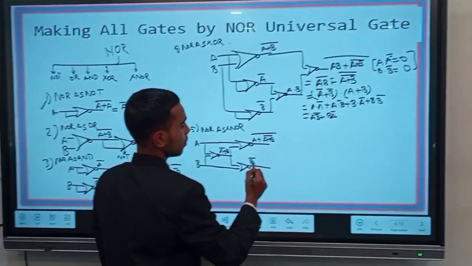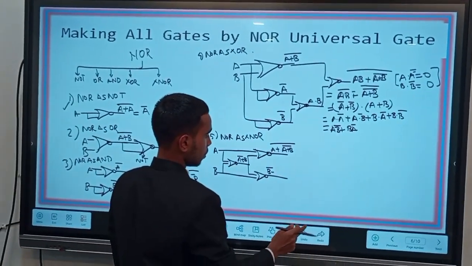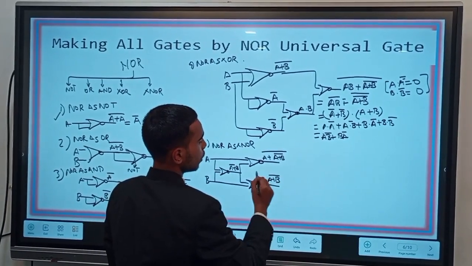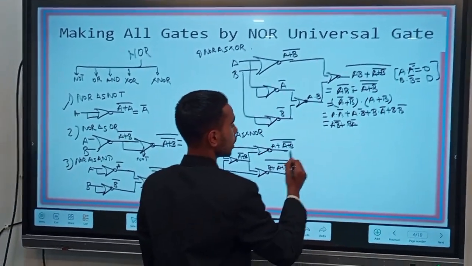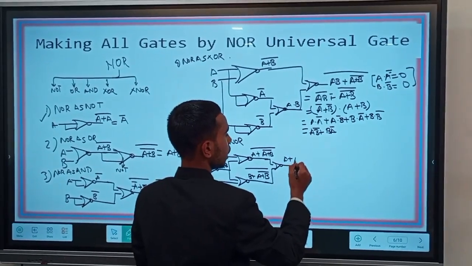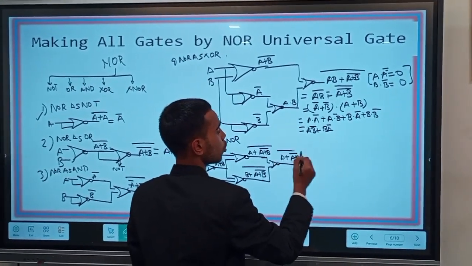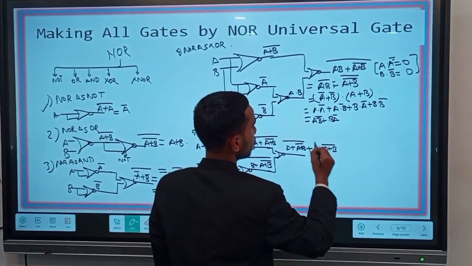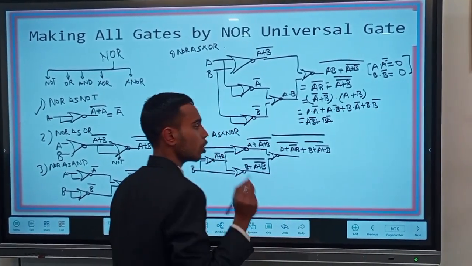This will be B plus A plus B complement whole complement. Now we are going to send it to another NOR gate. It will give us (A plus B complement) whole complement plus B plus (A plus B complement) whole complement, total complement. Now we are going to solve it.